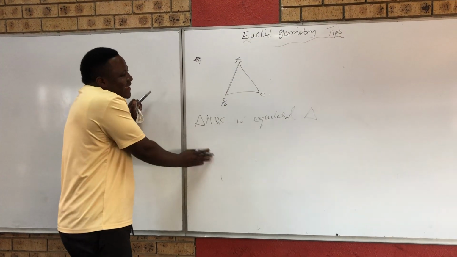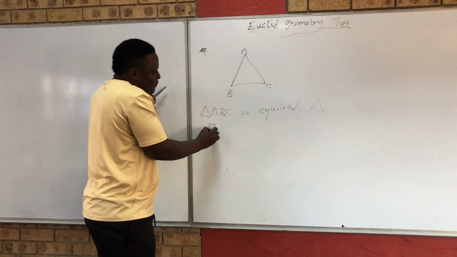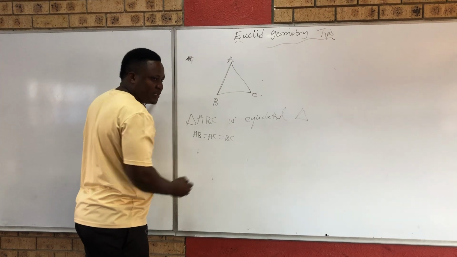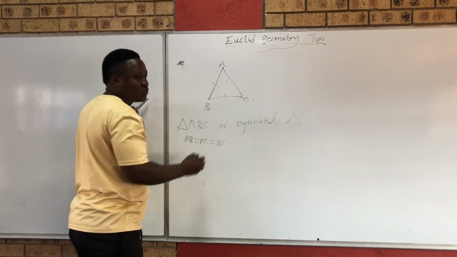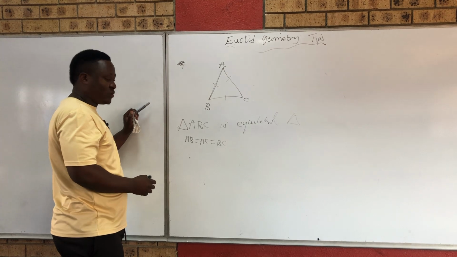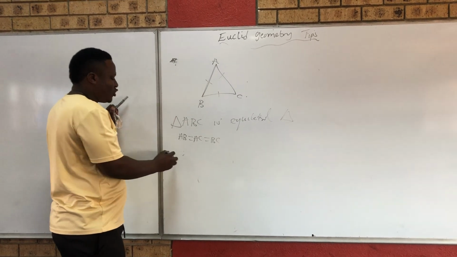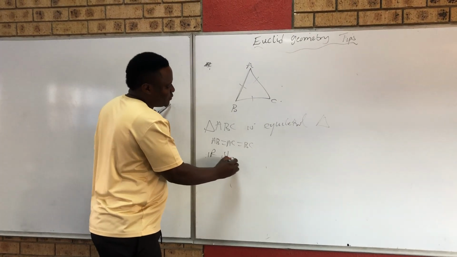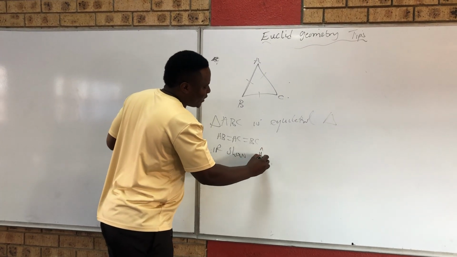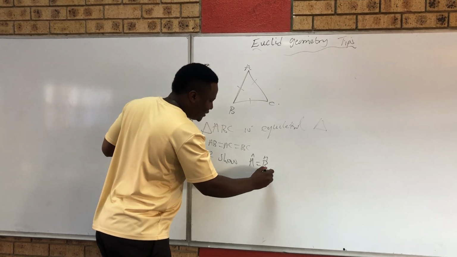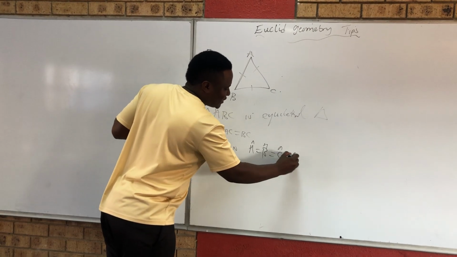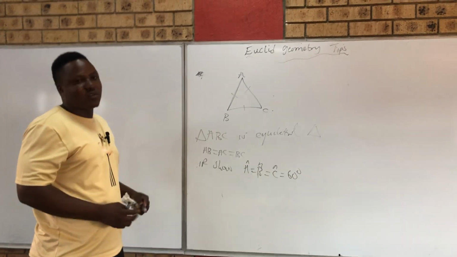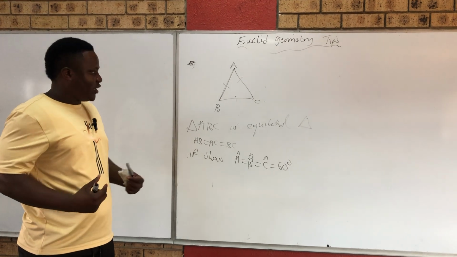It's not so. You can either prove that AB is equal to AC, which is also equal to BC. If you can prove that this one is equal to that, you have proved that it is an equilateral triangle. And also, if you show that angle A is equal to angle B and also angle C, such that this is equal to 60 degrees, you can also conclude and say converse of equilateral triangle. You can also do that.